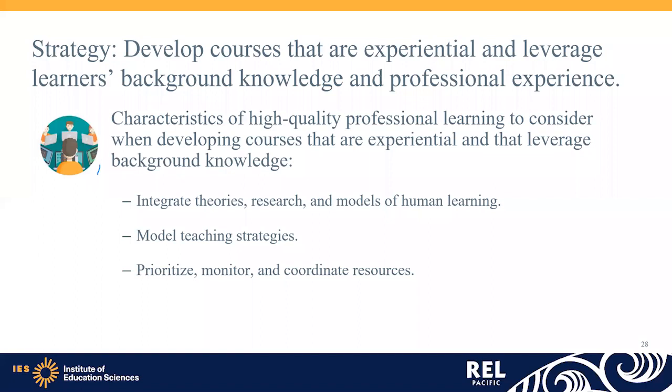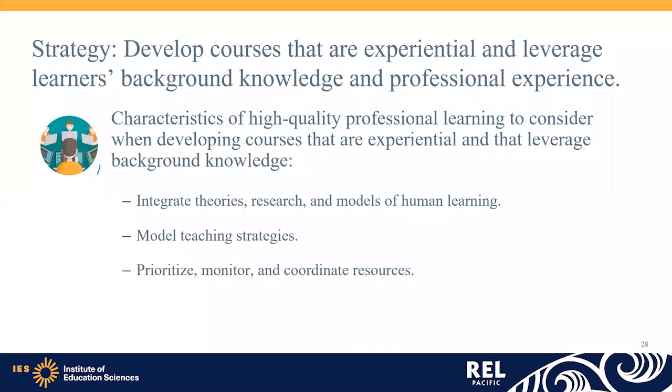The first one is to integrate theories, theories of collaboration. It's action oriented, knowing that some of that human learning is that people want to do something with it. That's what we mean by action. And it's based on experience, so we model good teaching strategies. We model what we want our participants to do.